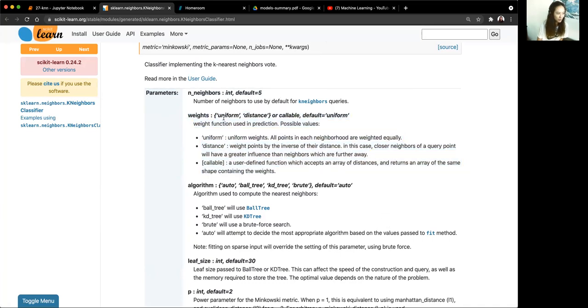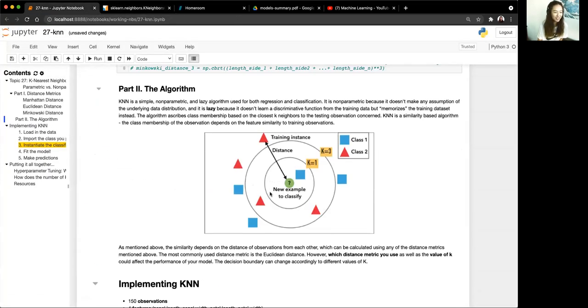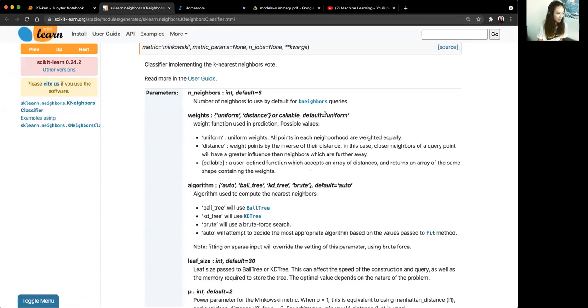The other one that could be useful to note is weights. Remember how I said before when you had a voting system between the blue squares and the red triangles, each one got 1 vote in k equal to 3. You can actually weight it slightly differently. So if you are further away from the test data point, your vote has a bit less of a weight. If you take a look at this, by default it is uniform. Uniform weights, all points in each neighborhood weighted equally, but you can also weight it by distance, where you weight them by the inverse of their distance. So if it's further away, it will be less important.